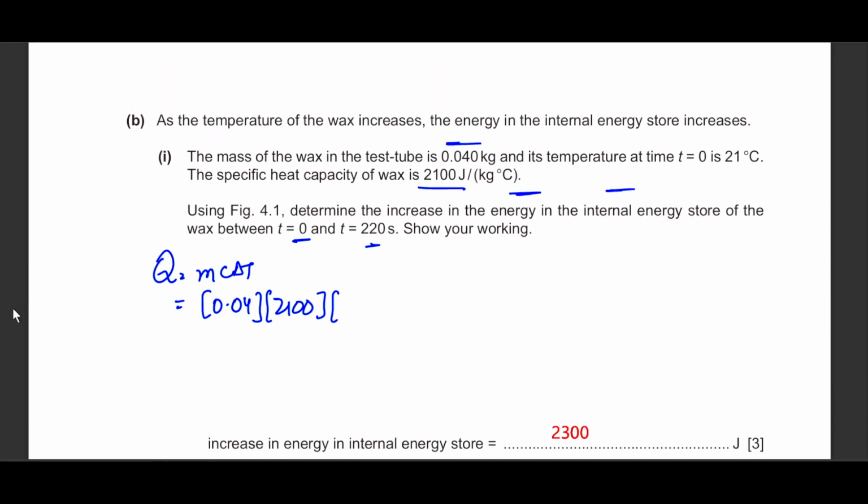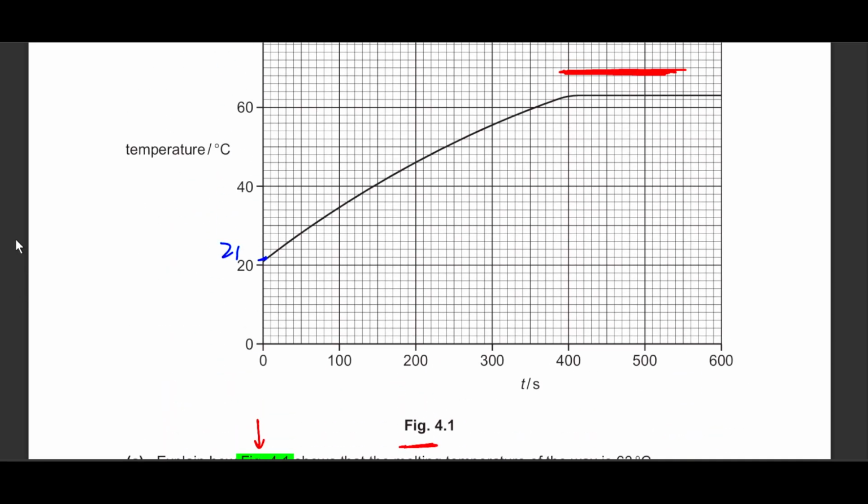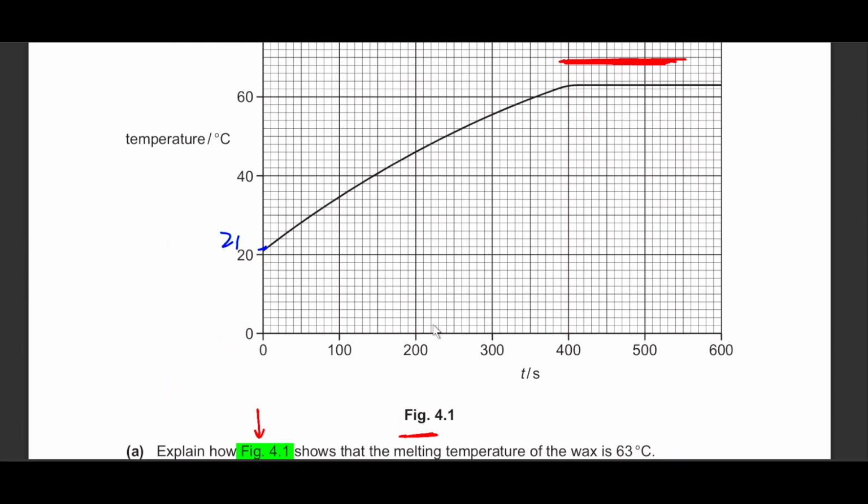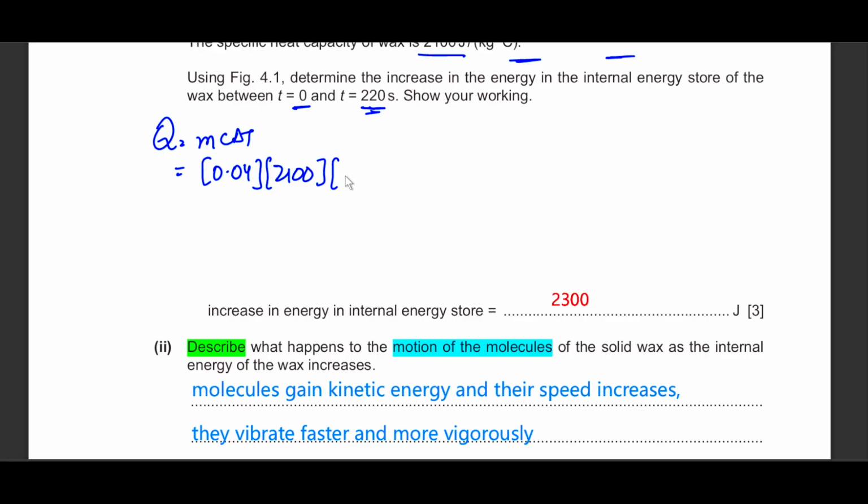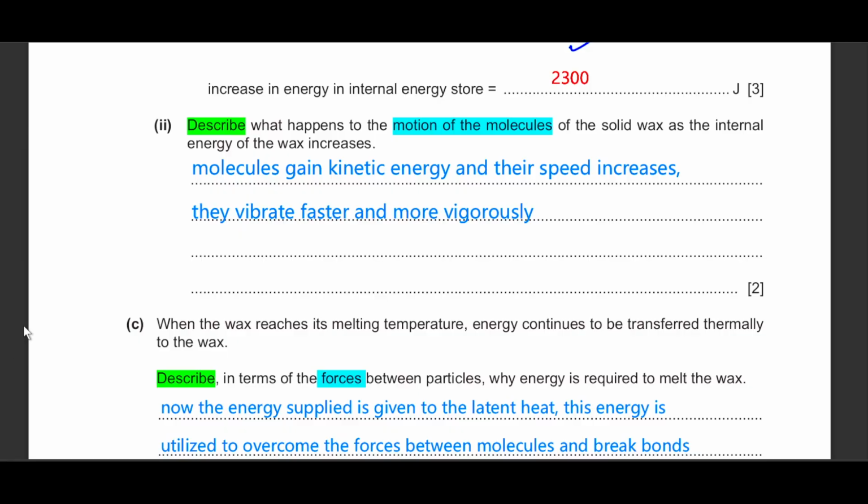At 220, roughly approximately here, the temperature is 48. Yeah, if you zoom in, you can count. So this will be 48 minus 21. This gives us 2268 joules of energy, which is 2300 to 2 significant figures.